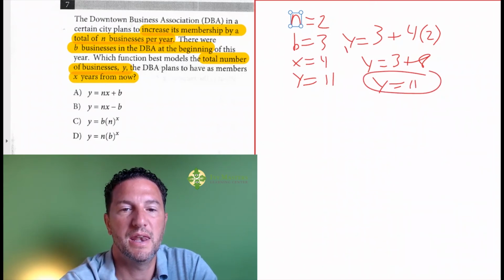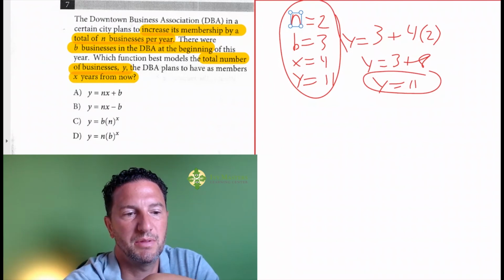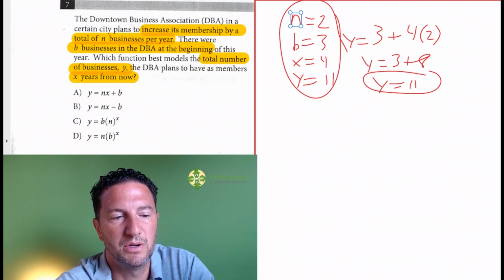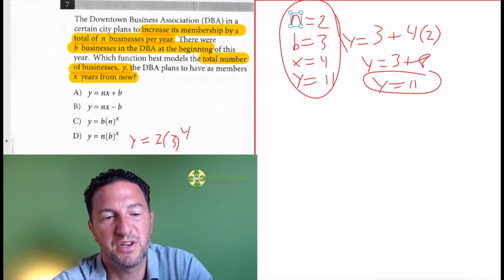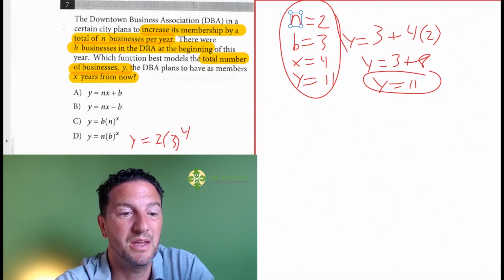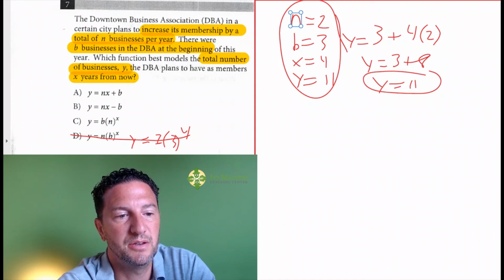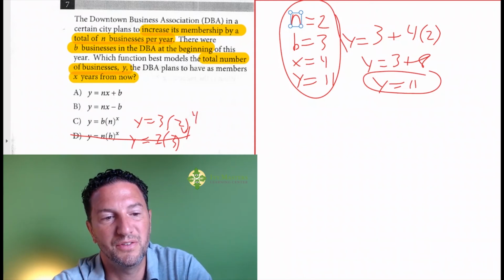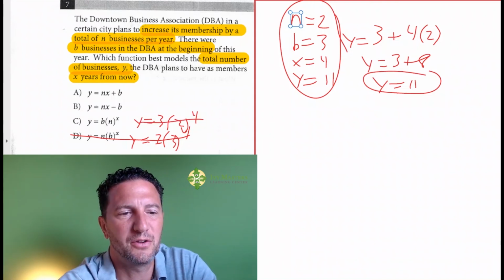Okay. And now you have your numbers. All you're going to do is plug these into each answer choice and see what gives you the same thing. If we looked at the exponential ones, we have y equals 2 times 3 to the 4th. So following the order of operations, you have to do 3 to the 4th first. You get 81 times 2, you get 162. This does not work. Answer choice C, you'd have y equals 3 times n, which is 2, to the x, which is 4. And 2 to the 4th is going to give you 16 times 3 is 48. We just need 11. It's a modest goal they've got here.